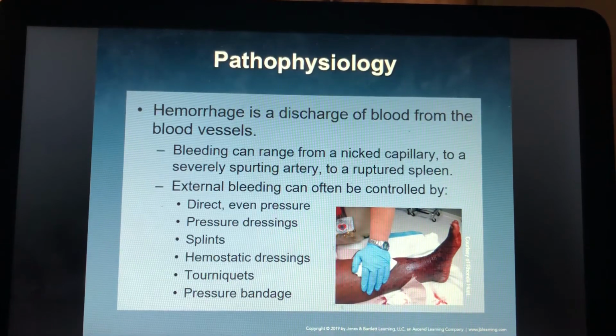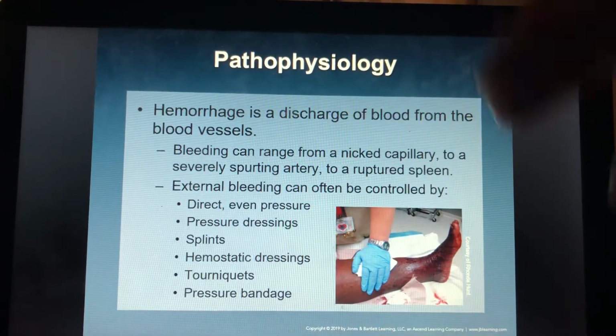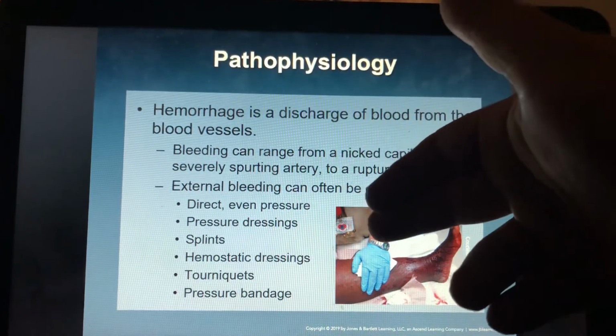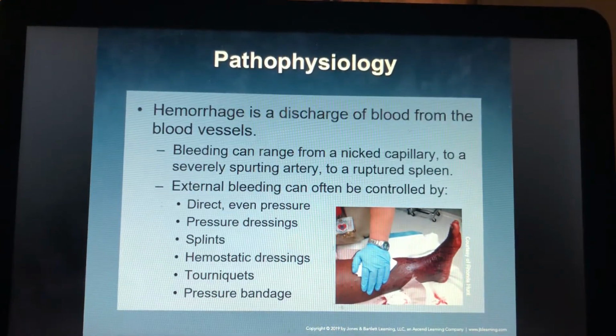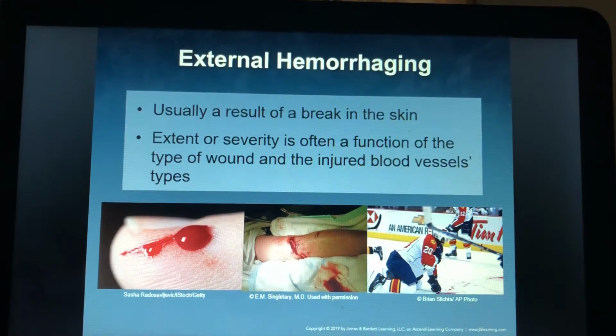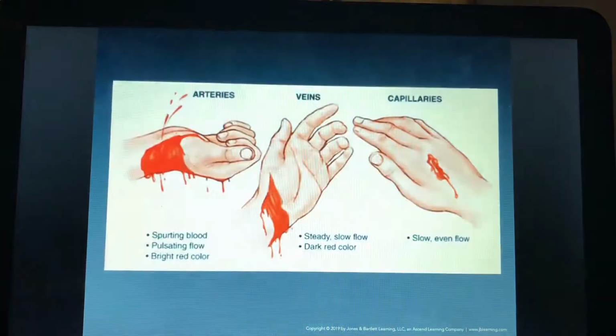But usually external bleeding, depending on how bad it is, can be controlled. Usually with a pressure dressing, worst case scenario is a tourniquet. There are hemostatic dressings, we'll talk about that, and pressure stuff like that. So, depending on the injury and where it's located and the amount of force used to create that injury is how bad the bleed's going to be and how bad it is to be able to control it.